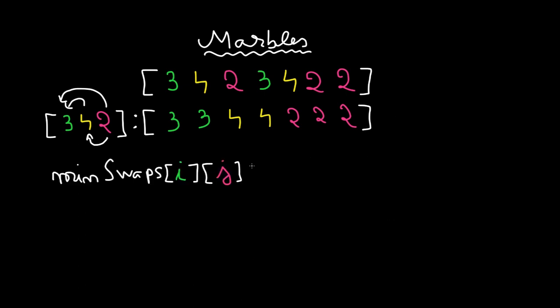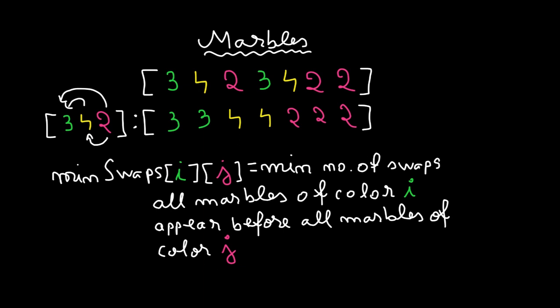So what we will need to do here is to compute the following 2-dimensional array, and let's call it min swaps, which is going to take 2 arguments, i and j. And its meaning is the following one. The minimum number of swaps needed to make sure that all the marbles of color i are going to appear before all the marbles of color j. This can be performed pretty easily using a technique such as 2 pointers, so it's going to be your homework.